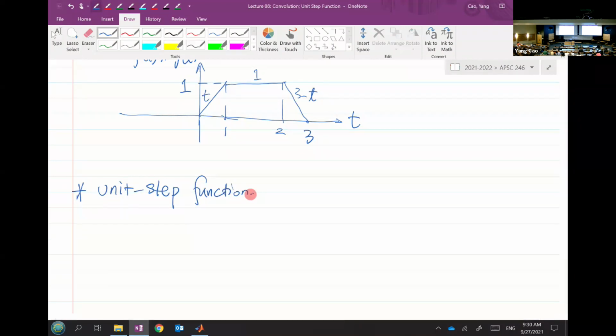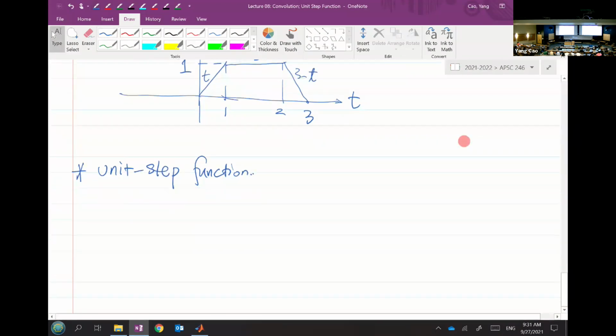So there are 2 important functions I need to introduce. One is called the unit step function, and the other one is called the impulse function. So let's look at the first one, the unit step function. I'll give you the definition first. Now we typically use u of t to represent this unit step function. It's more of a convention.